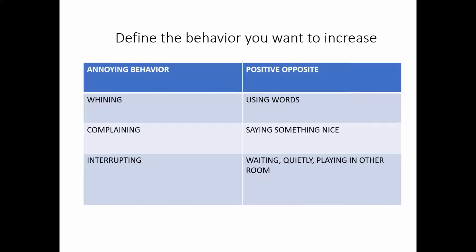The same goes for complaining. If the child was complaining a lot, we would ignore that, but we would reinforce and give attention to the positive opposite, which would be saying something nice. Or if it was interrupting, we would ignore, and we would give the attention to waiting quietly and playing in the other room. So thinking about what the annoying behavior is that you might want to decrease, and then what's that positive opposite that you want to increase, because they have to happen together. We can't focus just on decreasing the challenging or annoying behavior. We have to work on increasing the positive behavior and what we want the child to be doing instead.